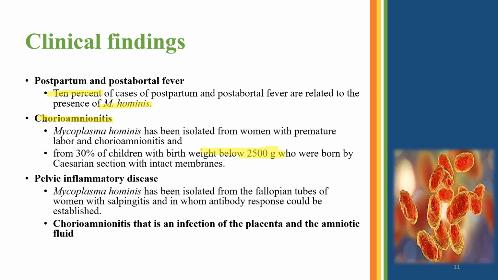Number 3, pelvic inflammatory disease. Mycoplasma hominis has been isolated from the fallopian tubes of women with salpingitis and in whom antibody response could be established. Salpingitis is inflammation of the fallopian tubes caused by bacterial infection. In this case, the bacterial infection is Mycoplasma hominis.